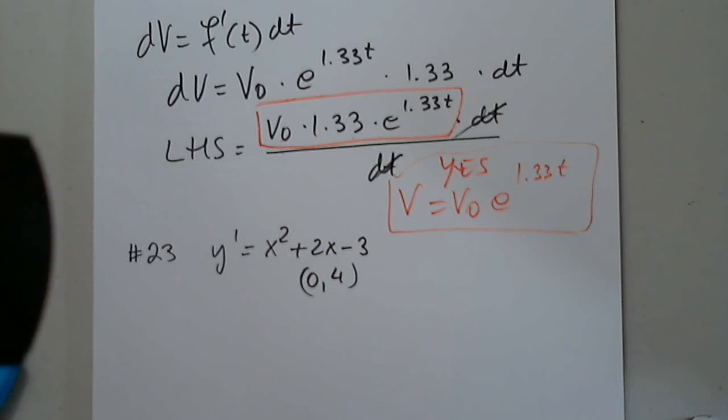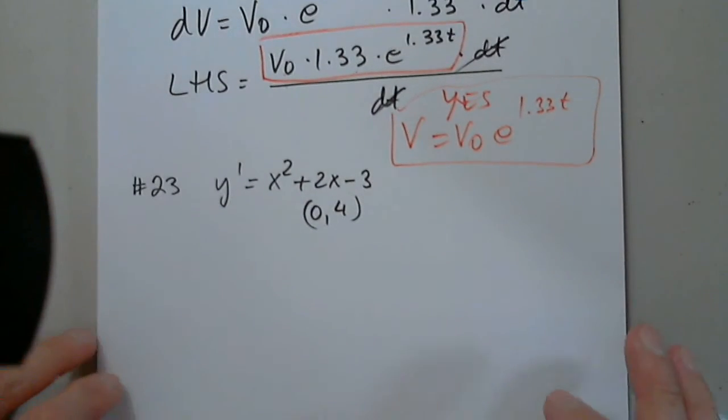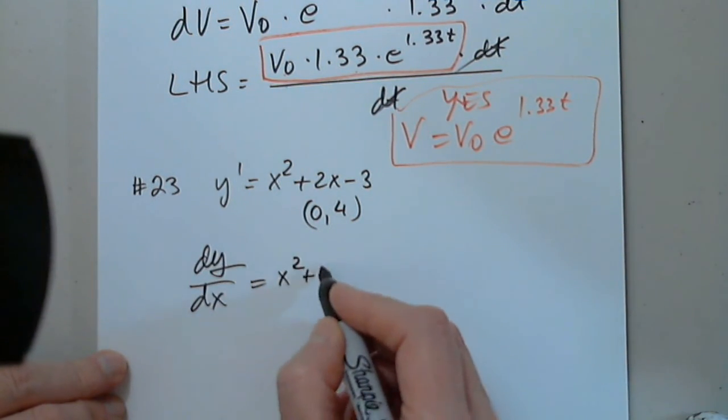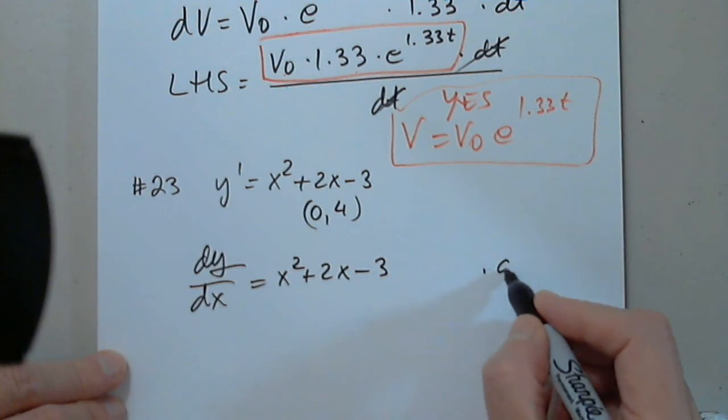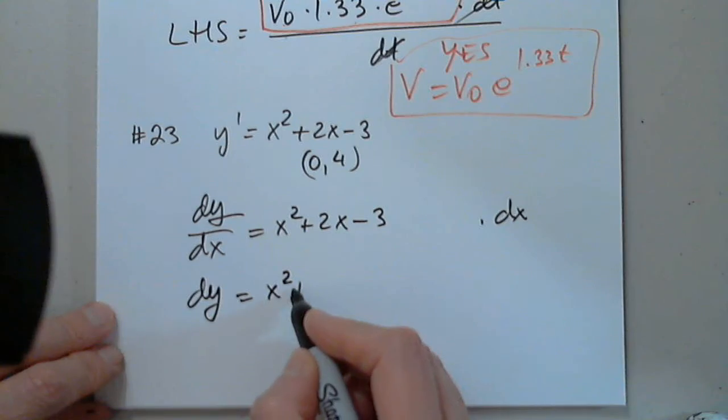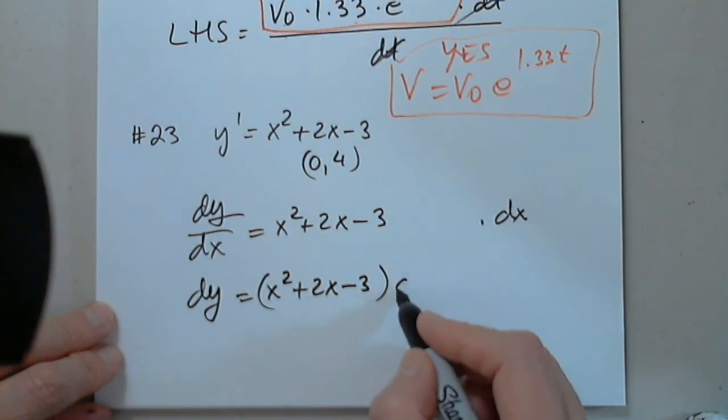So they're asking us to determine the solution, because we have an initial condition. It's not going to be a family of functions, but it's going to be a unique solution. And then check it. Okay, fine. So remember, dy over dx equals x squared plus 2x minus 3. We multiply by dx. We have dy equals x squared plus 2x minus 3 dx.